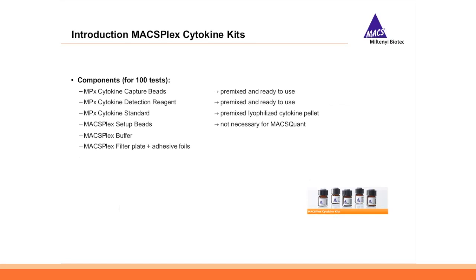What are the components of our kit? Each kit is designed for 100 tests, and it contains our MACSPlex cytokine capture beads and the detection reagents. Both of them are pre-mixed and ready to use. Then we also have our cytokine standard. This is a cytokine palette of pre-mixed lyophilized cytokines. Then we also have our setup beads to set up the flow cytometer. You don't have to use them when you have a MACSQuant analyzer or a MACSQuant Analyzer 10. And then we also have the buffer, filter plate, and some adhesive foils for the filter plate.